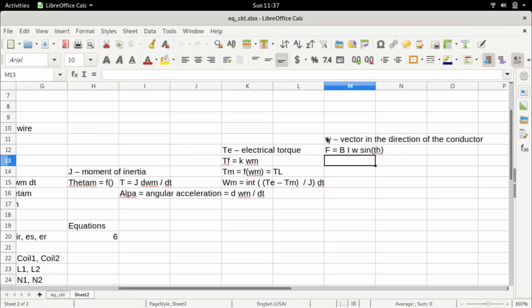So as I already said, this is the mechanical force which is going to be exerted on a current carrying conductor in an external magnetic field. And we'd already gone through this entire process, how it happens.